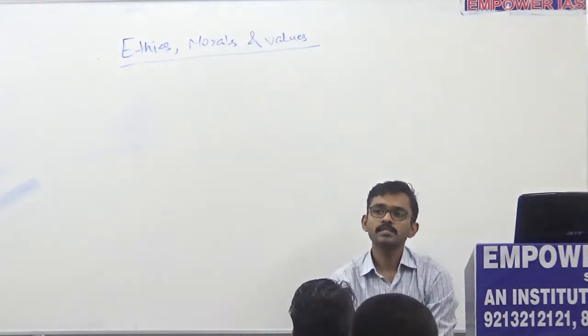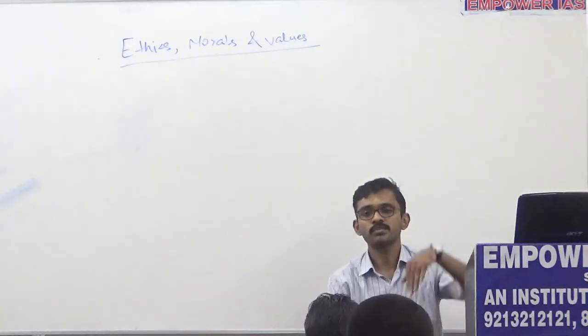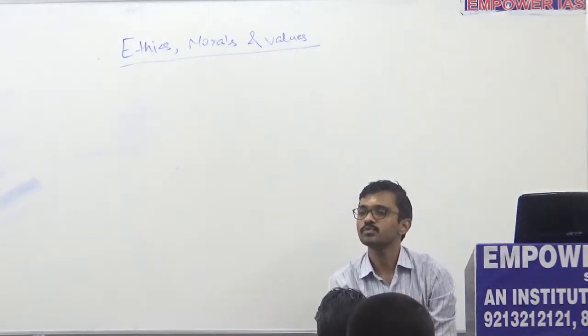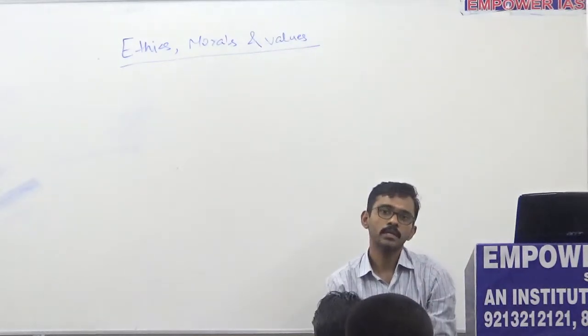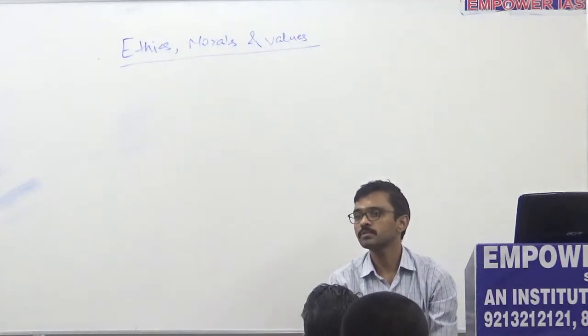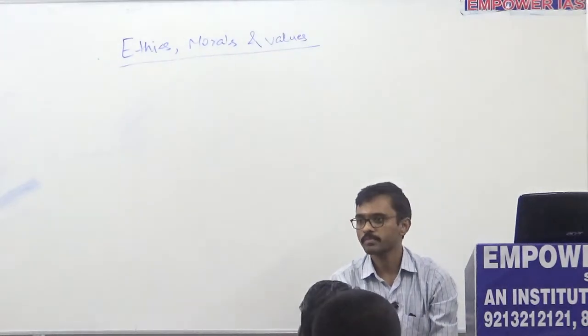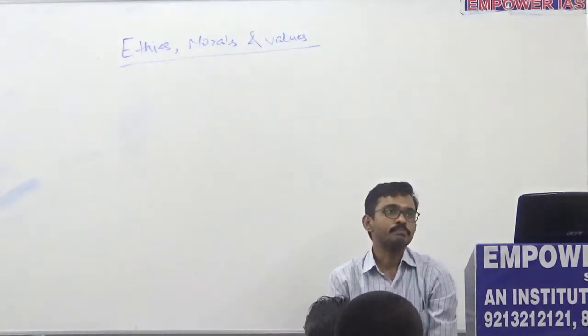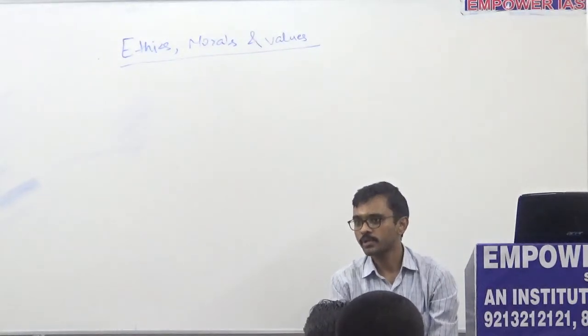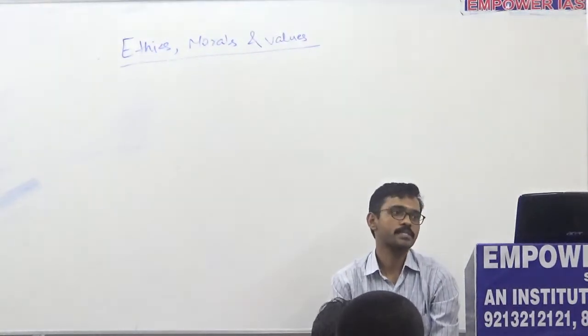So morals are used only by an individual. Ethics was used at three levels: individual, institution, society. Morals are used only at the individual level, basically to guide their thought, behavior and actions, to determine the goodness, badness, rightness, wrongness of their thought, behavior and actions. Now morals are subjective. It will vary from individual to individual. We will discuss examples later.